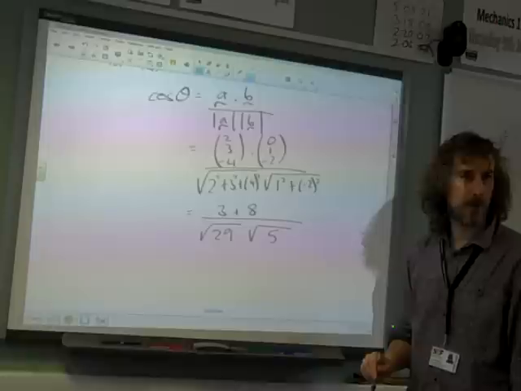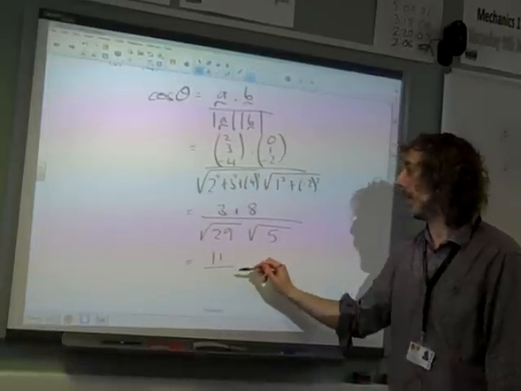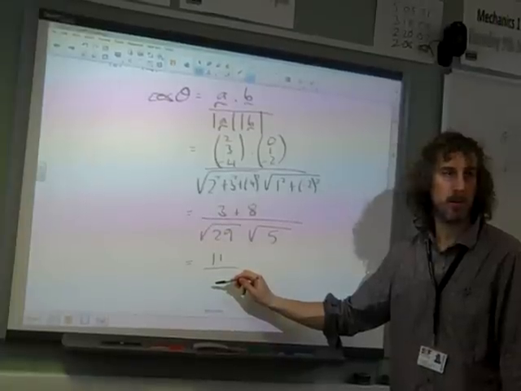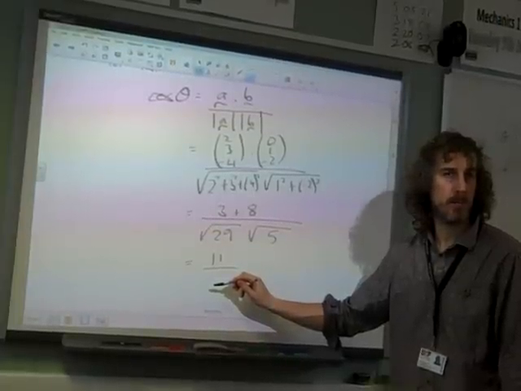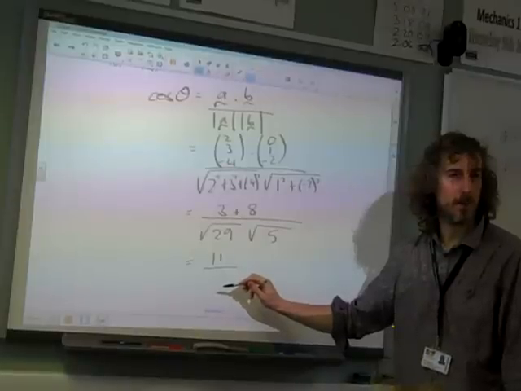Are we happy with that? Have I done that right? So we've ended up with 11 over whatever that is, root 145. Is that right? I don't know. Yes.